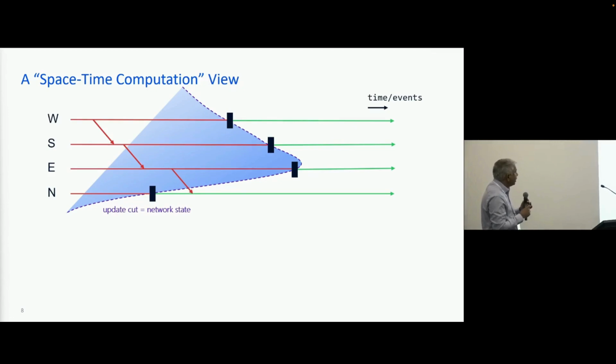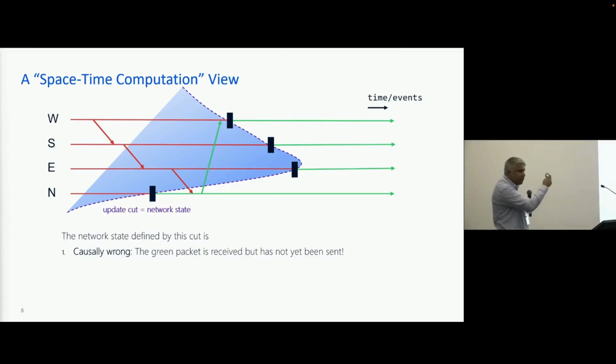But now when you send this packet to the north node and it gets processed, it's going to cross the cut from left to right. Okay? Now when the north node sends the packet back to the west, closing the loop, it's going to cross the cut again, but this time from right to left. Okay? So this suggests that these crossings have something to do with the routing loop and the problem. Right? And indeed they do. So the network state that's defined by this cut is causally just impossible, because the receive of the green packet happens to the left of the cut, but that packet hasn't been sent yet because that's to the right of the cut. Okay? So this is just an impossibility.